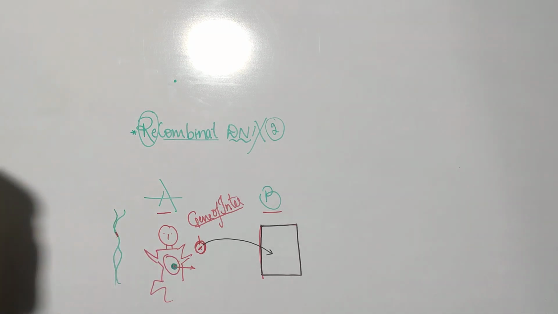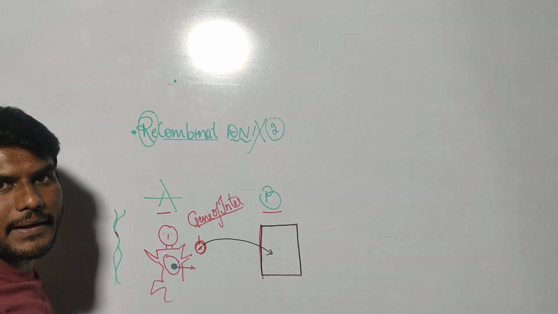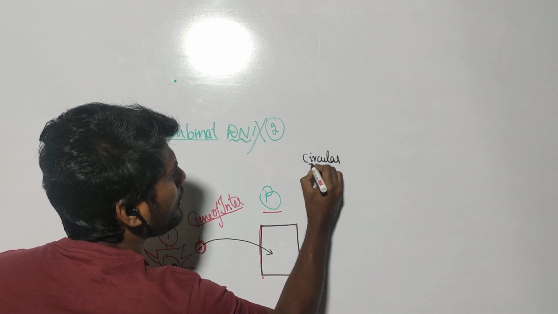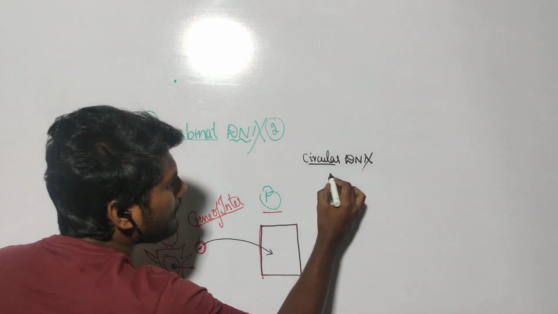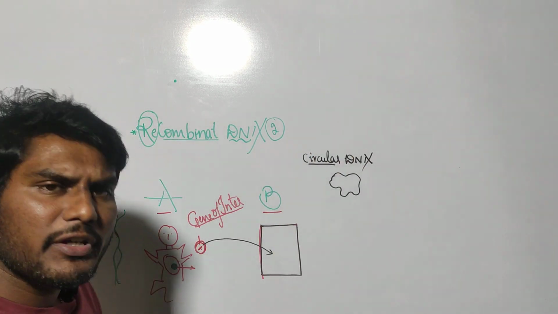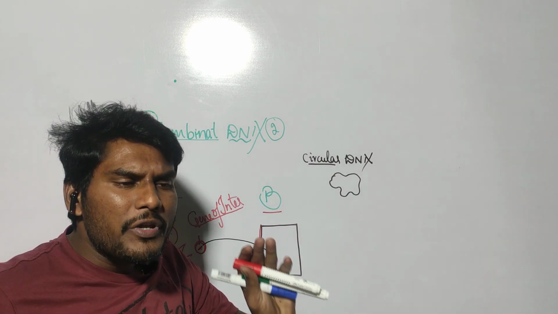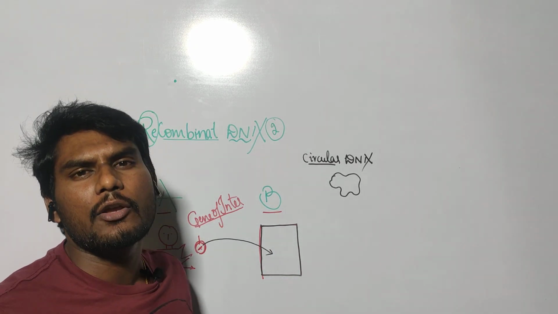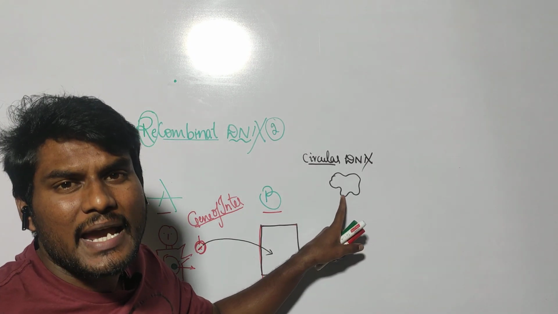For that transferring purpose, we require another DNA. That DNA is circular DNA. This circular DNA we call a vector. What is a vector? It is nothing but the DNA which we see in prokaryotic organisms, the plasmid. In the cell, you will get this circular DNA, which is acting as a vector.